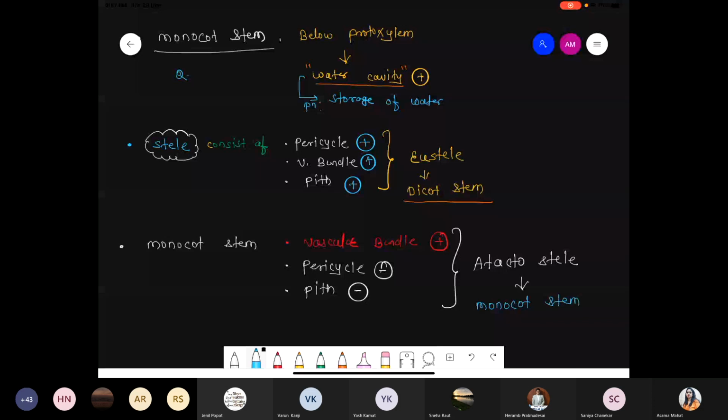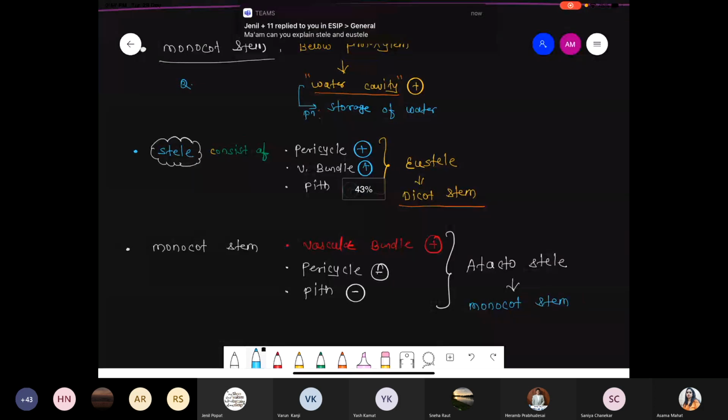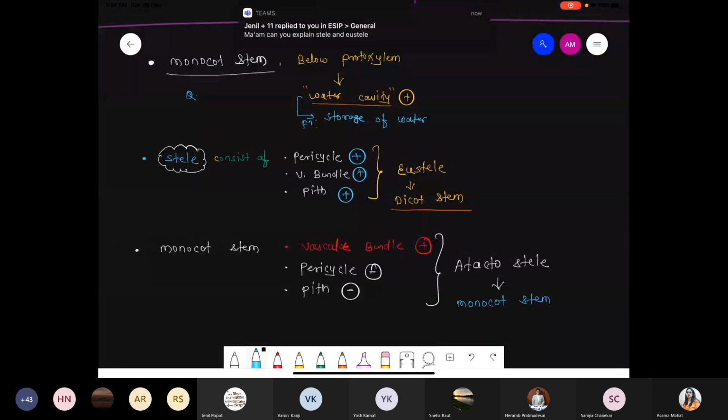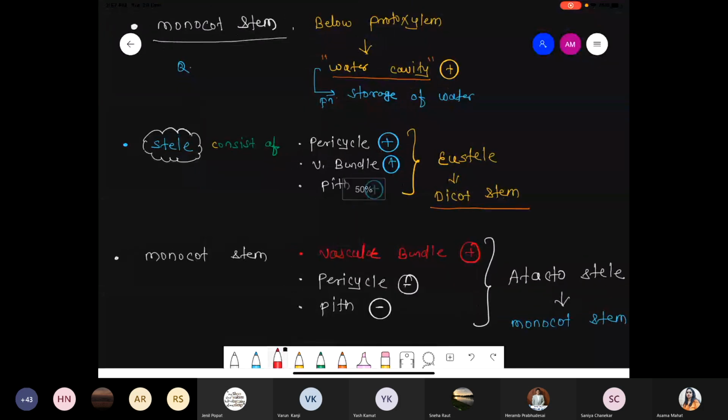Whenever we are using this word stele, it consists of... Janil, just 1 second. Yeah. So when we are talking about, okay, chalo, let's start again. So we are talking about the stele part.